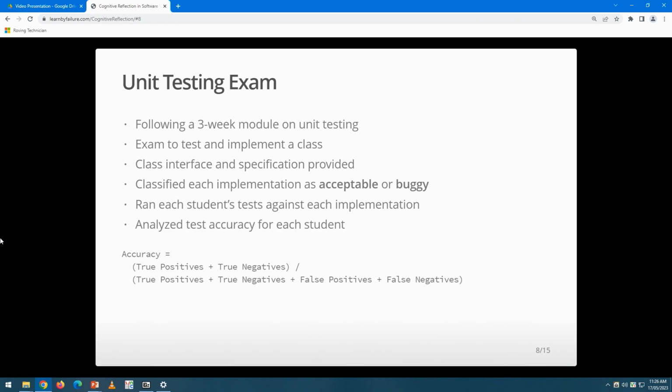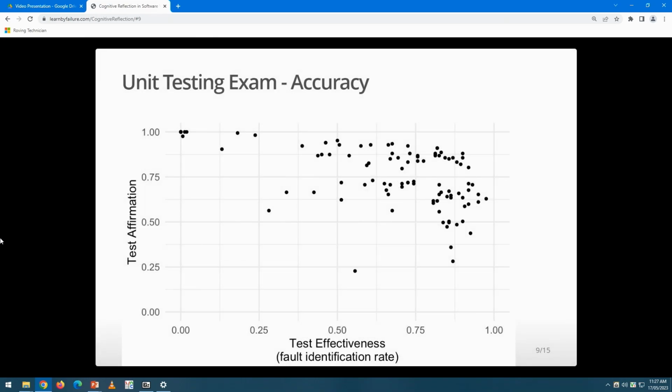And then what I did is take the implementations that students provided. I categorized their implementations as either acceptable, that is, they met all the criteria I was looking for, or buggy. Then I took all of those different implementations in the 2 different corpora of acceptable solutions or buggy solutions and ran every single student's tests against every single different implementation and saw if they matched up with the classification, and calculated the accuracy of each student's suite of unit tests. And we came up with 2 different elements of accuracy.